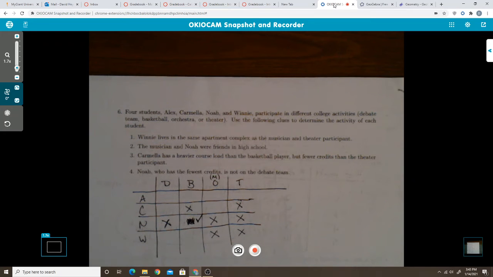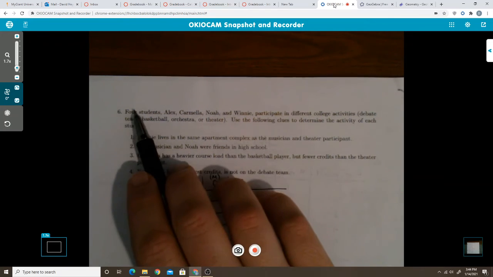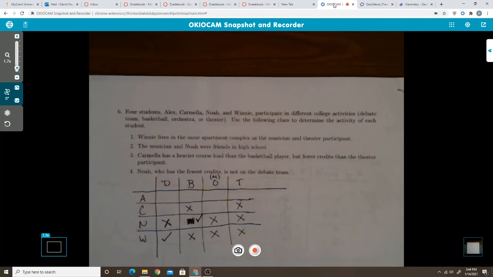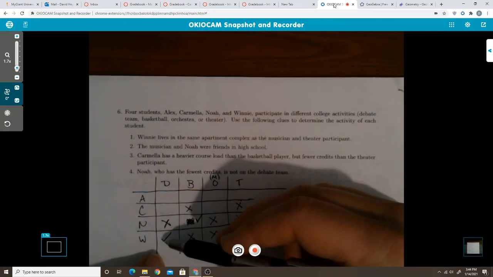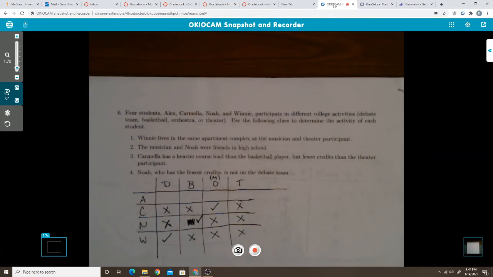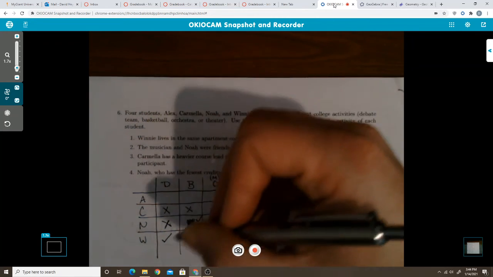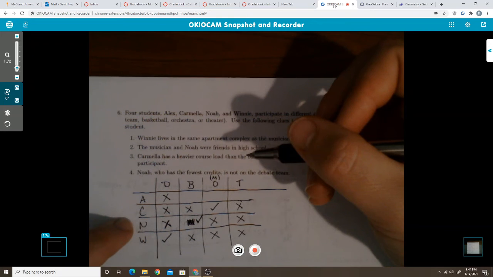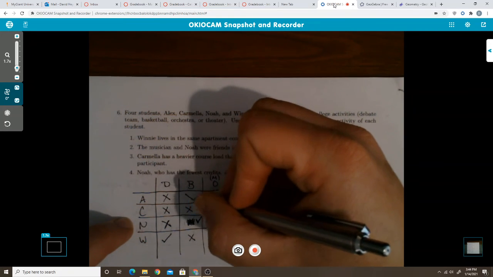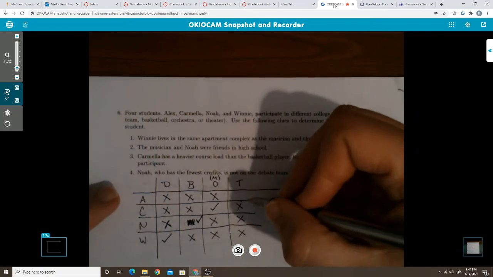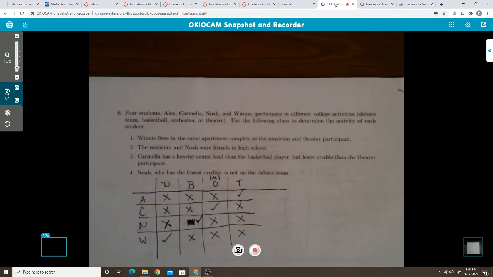Can we figure out anything else? Well, Winnie can't be the basketball player because Noah is. And we know that all 4 students do different activities. So she can't be the basketball player. That means Winnie must be on the debate team. If Winnie's on the debate team, then Carmela can't be on the debate team, which means that Carmela must be the musician. And then finally, Winnie's on the debate team, so Alex isn't. Noah's on the basketball team, so Alex isn't. Carmela's in orchestra, so Alex isn't. That means Alex must be the one in theater. And there you go.